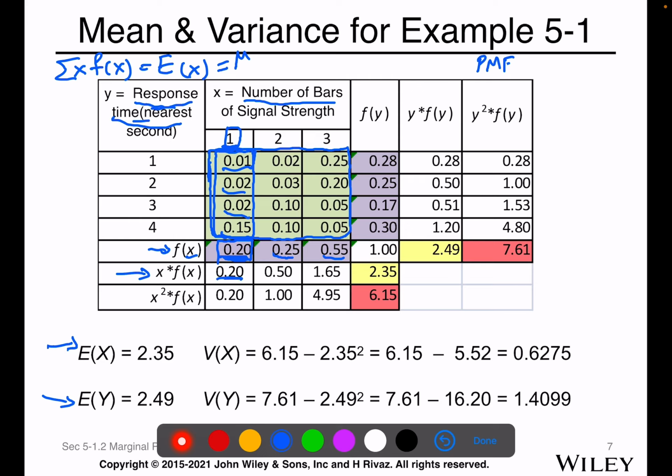So this is 1 times 0.2. This is 2 times 0.25, so that's 0.5. This row here shows me x times f of x. To calculate the mean, all I have to do is sum up these three numbers, this plus this plus this, and the answer is 2.35. So I'm done. E of x is 2.35.